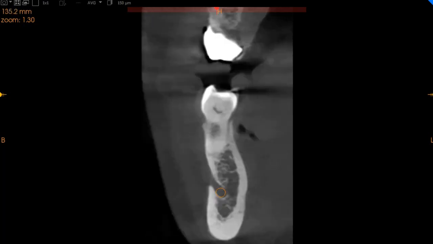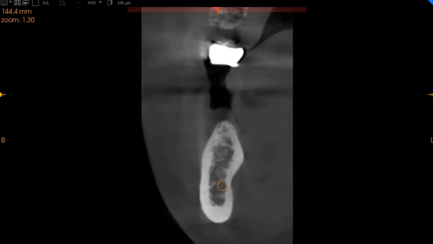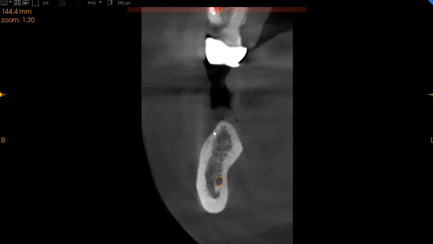Moving to the lower left 7 region, there we go. Here we've got good D2 quality bone. We've got 5 millimeters of ridge width with a good 12 millimeters of height. So here implant placement should go uneventfully.